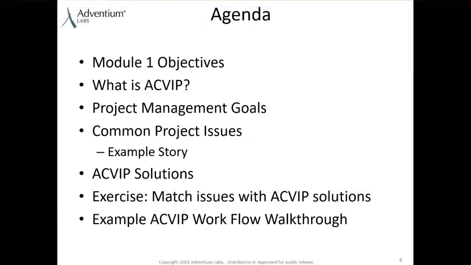So what I want to do today is give you an overview of what the objectives are for module 1 of the class. We'll talk about what is ACVIP. And then we're going to talk about what the goals for program management are. And that's where we're going to ask for some inputs from you. Then we're going to go over some project issues. What are some things that can go wrong with complex development projects? And we've got an example, a fun little news story of a project gone awry. We're going to ask you to provide some input on those issues, and we'll use that in some of the later exercises. At that point, we're also going to present ACVIP solutions.